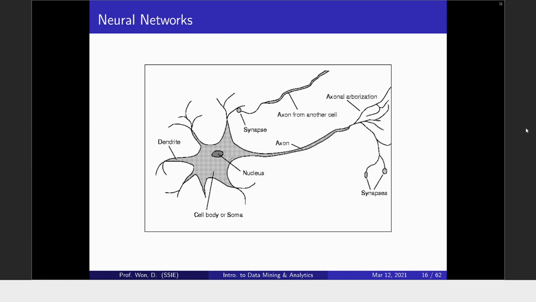Then one idea was, okay, how about making some mathematical or computer algorithms behaving like the human neuron. That is the neural network, and we try to model it on the human neurons, and that is the motivation for the neural network.